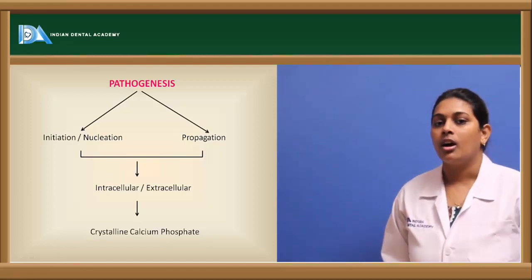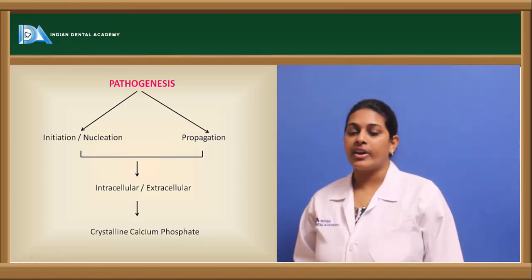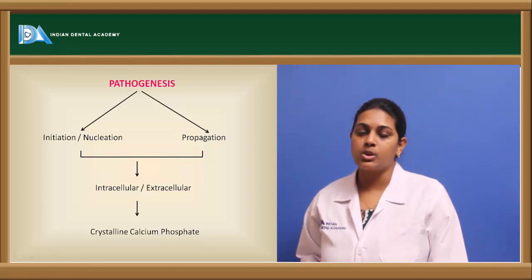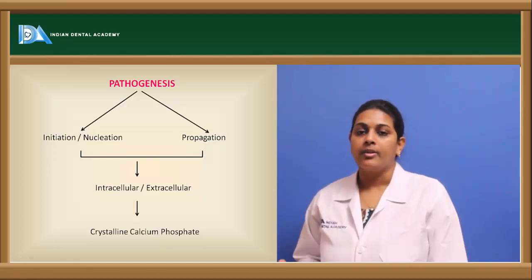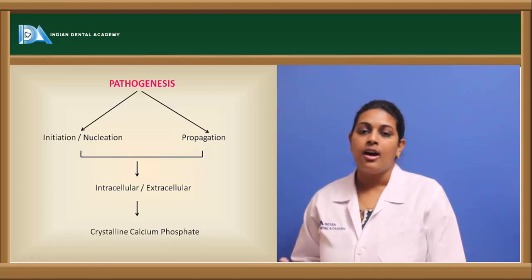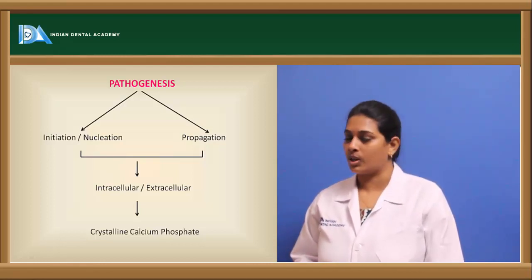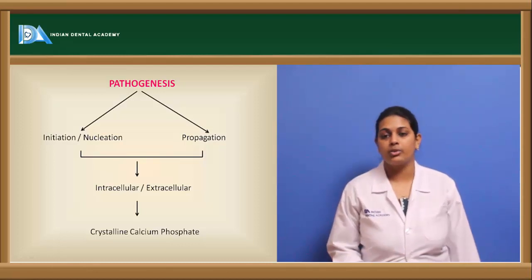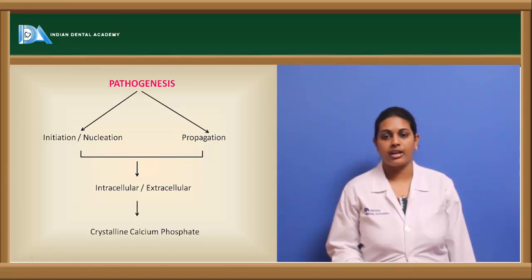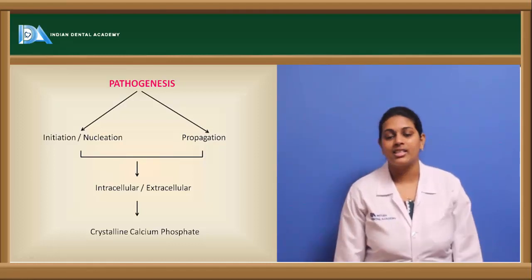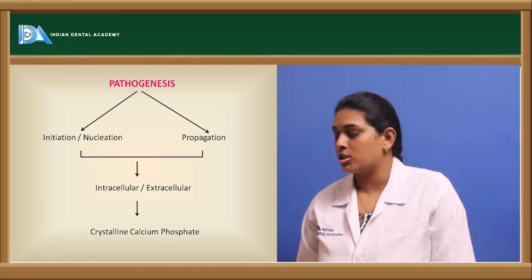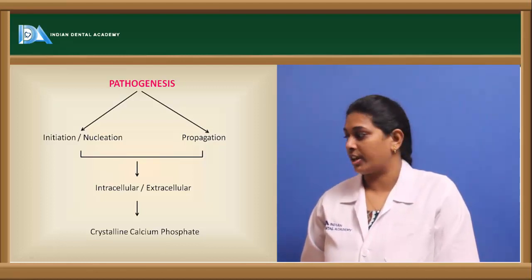Whereas in the extracellular initiation or nucleation phase, we find that the membrane-bound vesicles present within the cytoplasm attract an influx of calcium within the vesicles, and they further attract more calcium as well as other mineral salts in minor quantities. Once these membrane-bound vesicles are properly matured, they continue with the process of propagation. That is, the further growth of these vesicles occurs into a matured form, and this results in crystalline calcium phosphate. This is the pathogenesis of calcification.